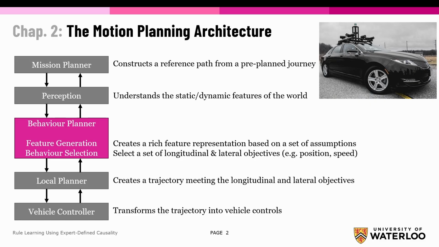Then when we have this rich feature representation, it is given to the behavior selector, which, considering this, is going to set longitudinal and lateral objectives, such as when you reach that position, I want you to have that speed. When we have those objectives, they're given to a local planner. The local planner is going to convert that into a trajectory. You can think about this as being an interpolation, such that when we eventually reach the position, we have the correct speed. Then when we have our trajectory, it's passed to a vehicle controller, which will transform it into concrete vehicle actions, such as control of the steering angle and pressure on the gas and brake pedals.